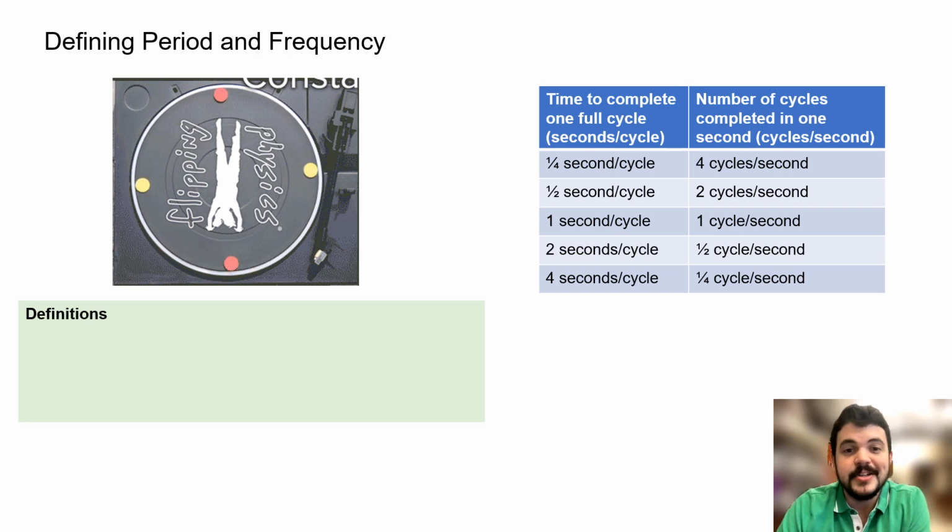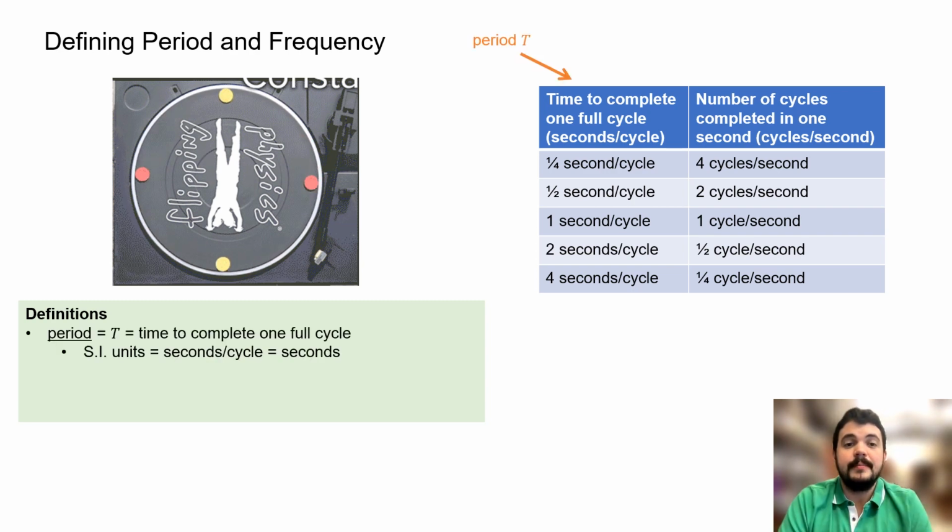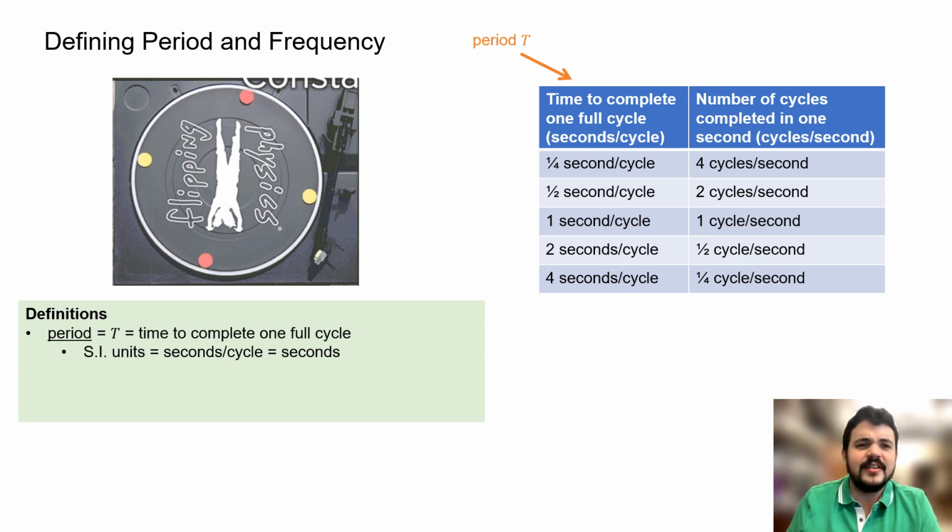So let's get some definitions going. Our first definition is going to be the term for the left column in this table. We're going to call that the period, and we're going to use the letter capital T as its abbreviation. So the period is the time it takes to complete 1 full cycle. And the SI units for this are seconds per cycle. And really, cycle is just a counting thing, so we can leave it off, and we can say the SI units are seconds.